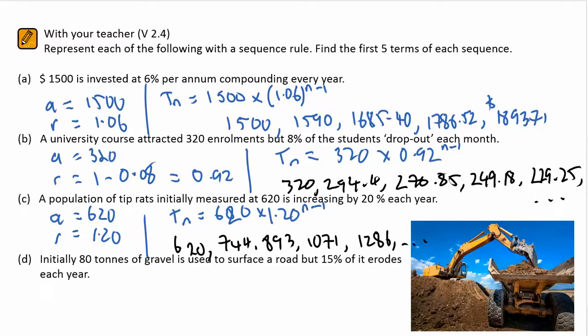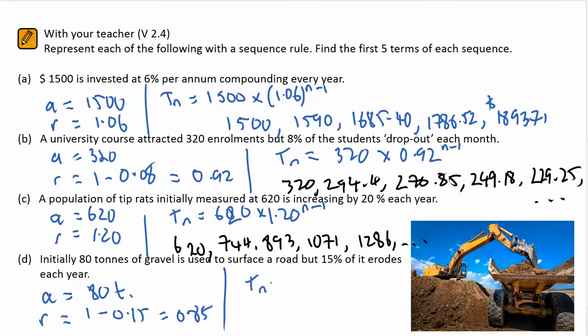In D, we've got 80 tonnes of gravel. So my first figure, A, is 80 tonnes. Now, we're losing 15% a year. So that means my R figure is 1 minus 0.15, which is going to be 0.85. I could then write the sequence as Tn is equal to 80 times 0.85 to the n minus 1.